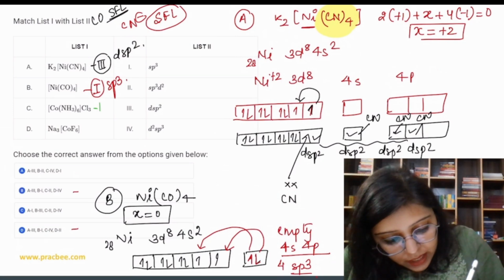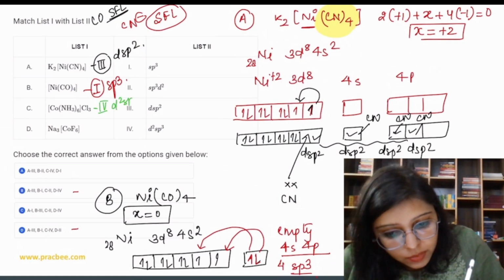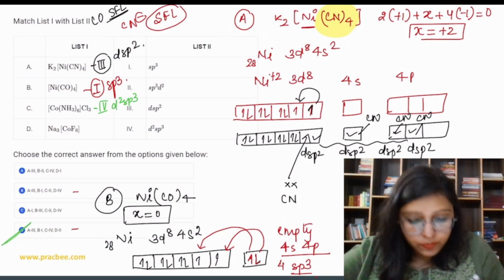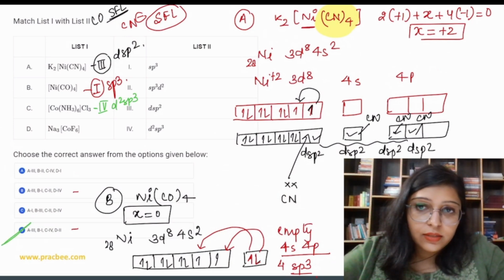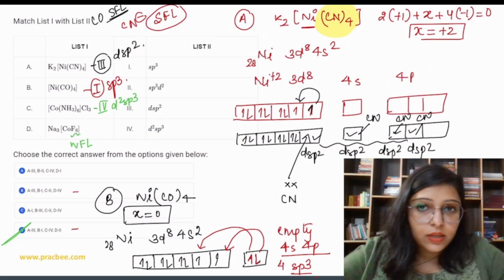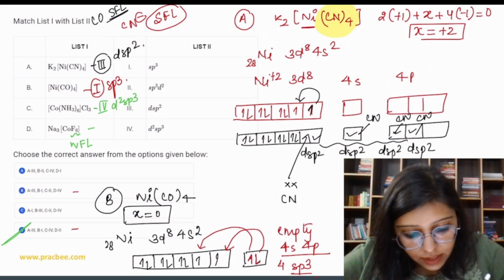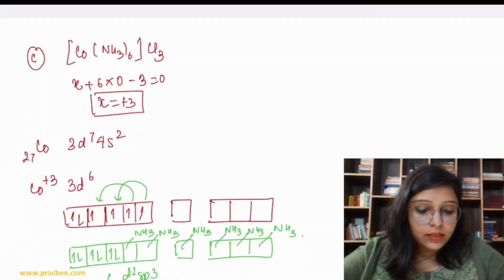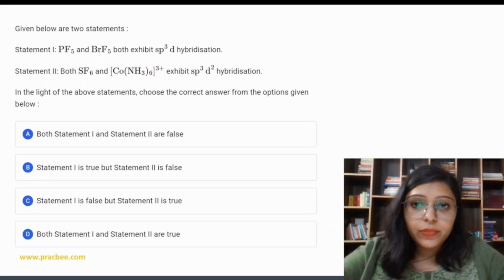So C can be matched with fourth, which is d2sp3. If C can be matched with fourth, then as per the options, option D is the correct answer. You can similarly check for D1. Here F is going to be a weak field ligand, so no pairing is going to happen. So this can be matched with option number 2, which is sp3d2. That's it.